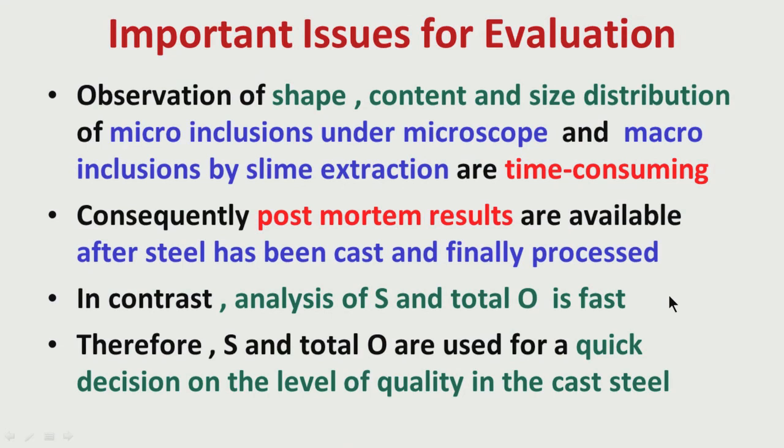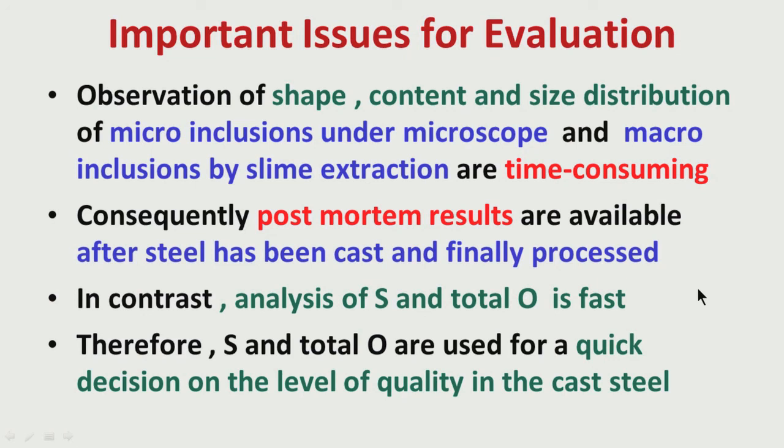We do not wait for the steel to be processed and then get a very bad quality on the surface, because we know that if the sulfur is high or the total oxygen is high, or even if the sulfur is low but the total oxygen is high, that means the oxide cleanliness will be poor. If the sulfur is more and total oxygen is less, that means sulfide inclusions will be poor. So, we know from this data what is going to be the quality. So, we take a decision at this stage itself.